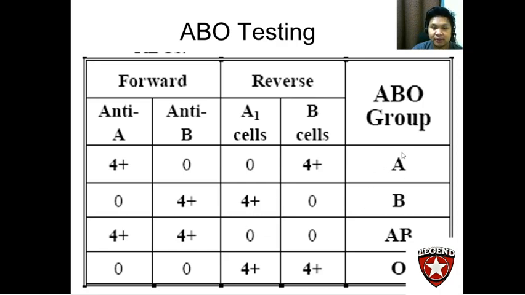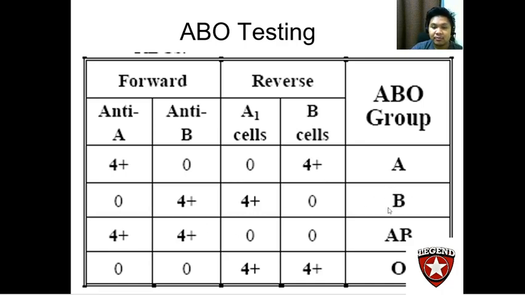Okay, so for group A patients, you have a reaction with anti-A since you have the A antigen. You would not be reacting against anti-B since you do not have the B antigen. With the addition of A1 cells to the plasma of type A patients, there would be no reaction since you do not have anti-A. What you have is anti-B, which reacts with the B cells, thus the reaction under your B cells.